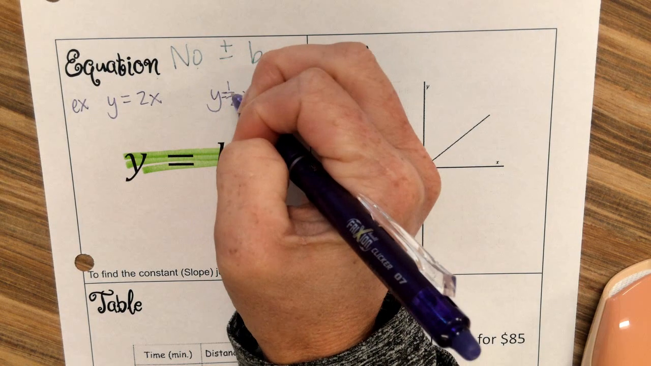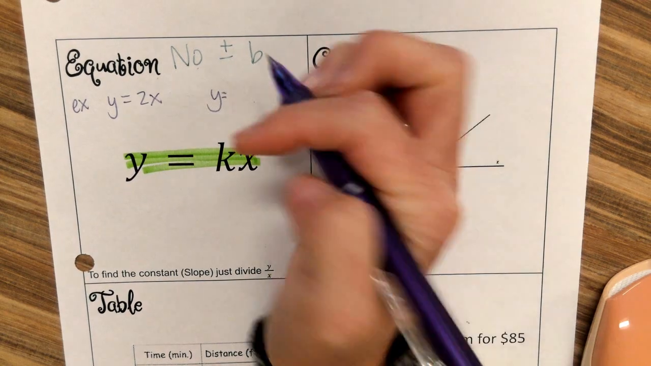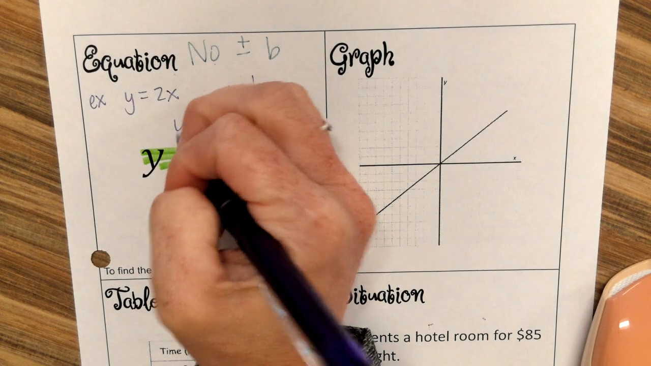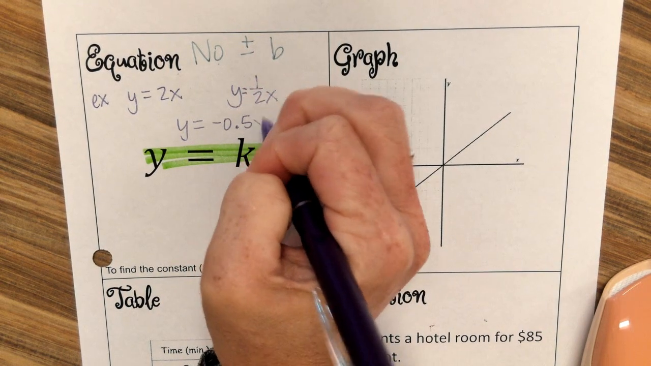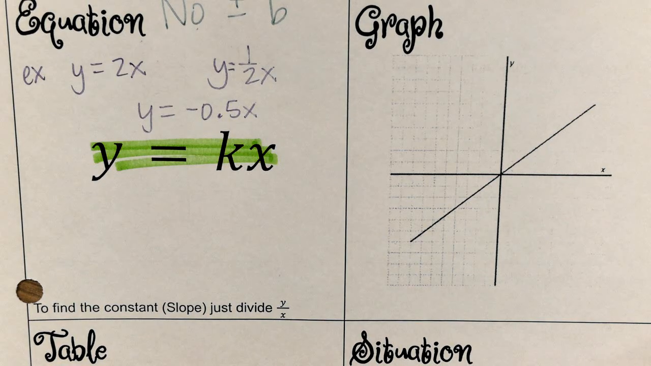Is y equals 1/2 x proportional? Why? Because there's no plus b. Is y equals negative 0.5x proportional? Yes. Why? Because there's no y-intercept. The y-intercept is 0. Do you have any questions about that?